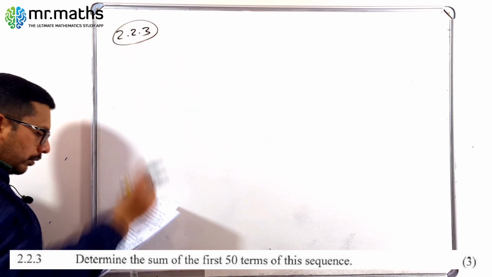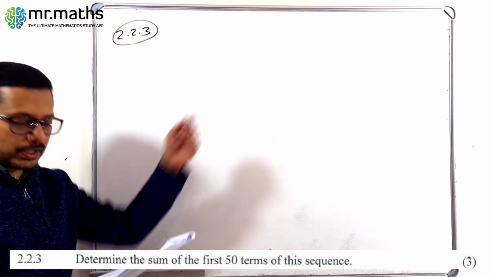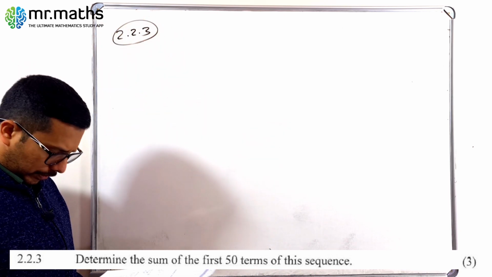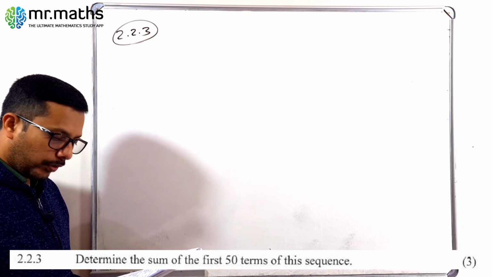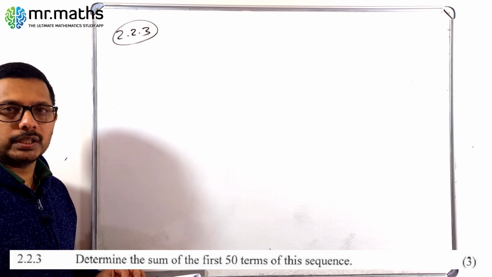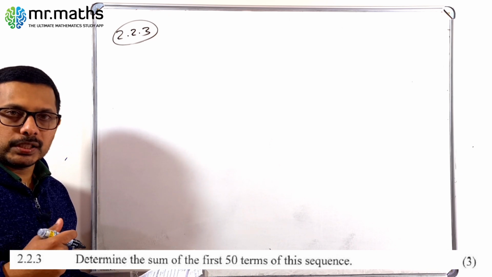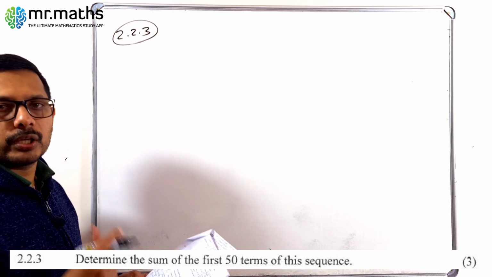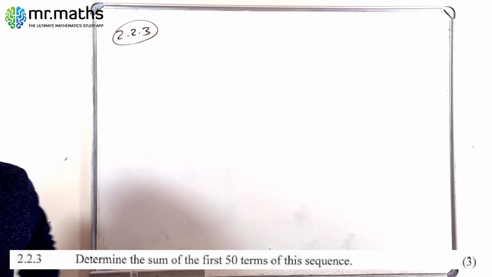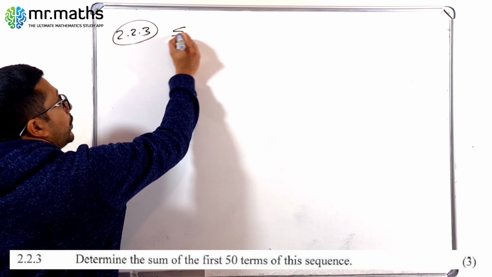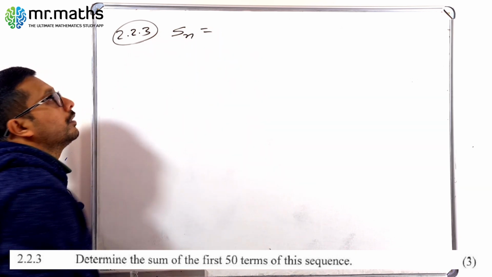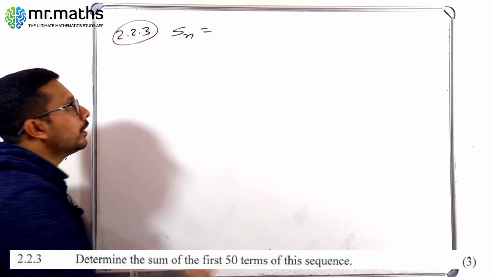Question 2.2.3: determine the sum of the first 50 terms of this sequence. Here this is an arithmetic sequence, am I right? So what is the formula to find the sum of the first n terms, Sn?